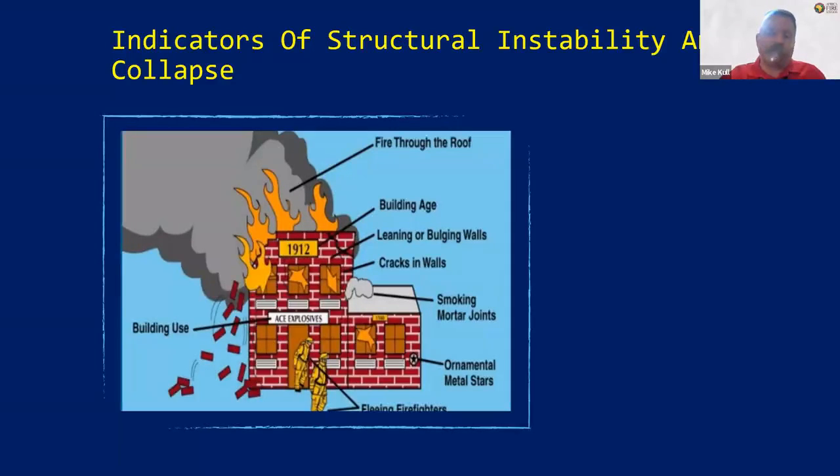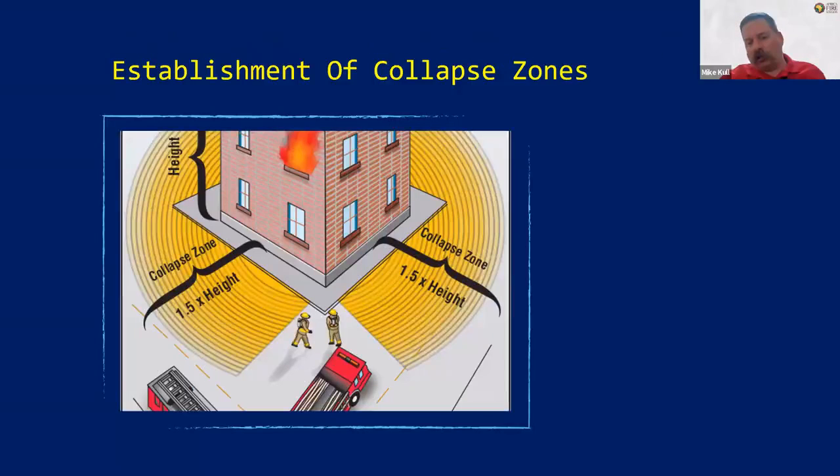Not a good sign. So, really lots of different indicators there that we might have that possible collapse. Then you've got to start thinking about, well, what's our collapse zone? How much space do we need to give that? And the typical answer for that collapse zone is about 1.5 times the height of that building. That's going to be our collapse zone. If that building's going to fall down, those are the most dangerous areas, right? 1.5 times the height of the building. So we need to make sure that we start to clear those areas out.